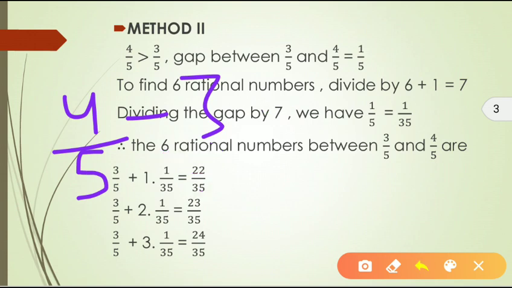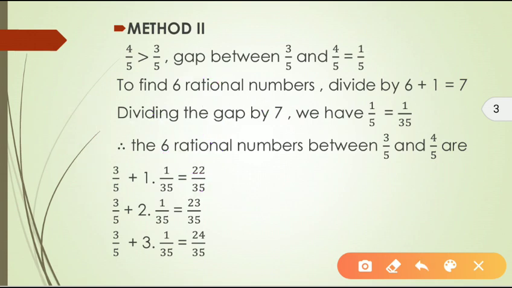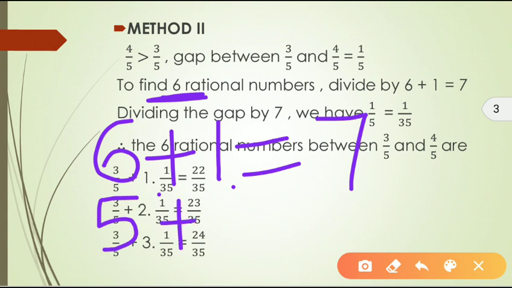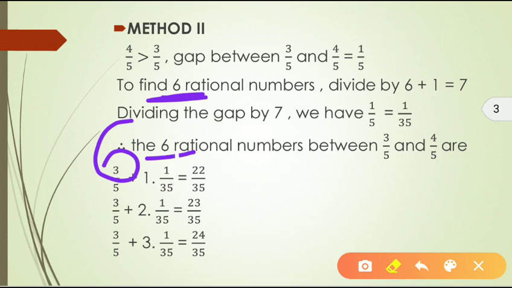Now to find out 6 rational numbers, the first thing you have to do is 6 plus 1. Add plus 1 to 6. You will get 7. If in your given question it was given find out 5 rational numbers, what will you do? You will do 5 plus 1, which gives you 6. Okay. Here it is given 6 rational numbers, so I am doing 6 plus 1, which equals 7.